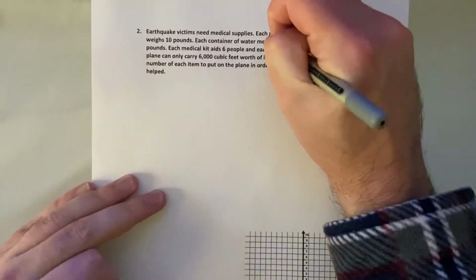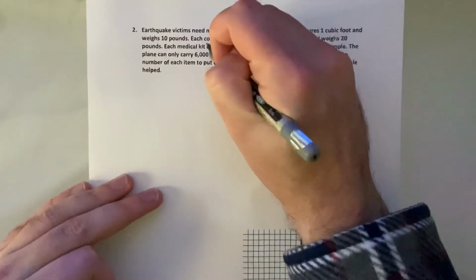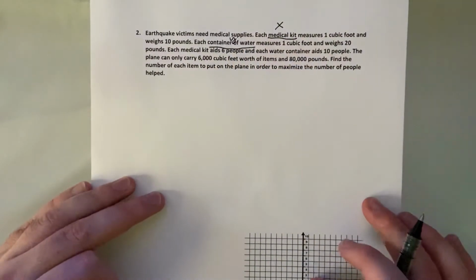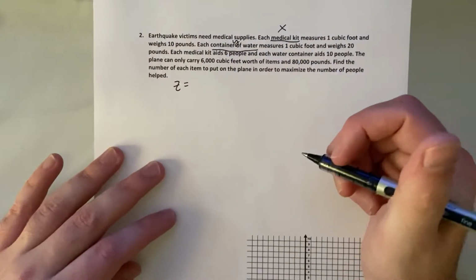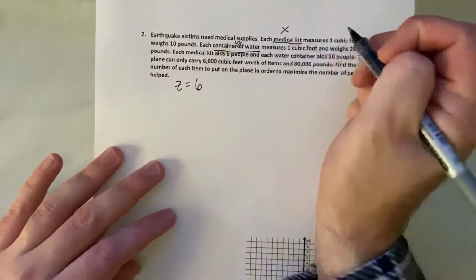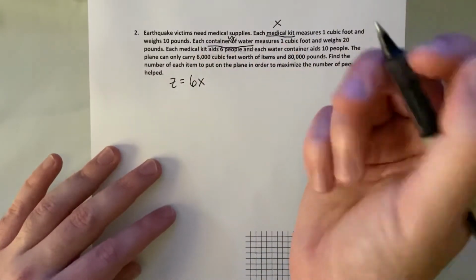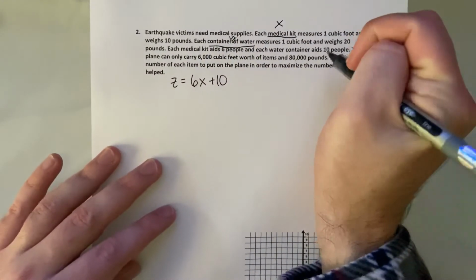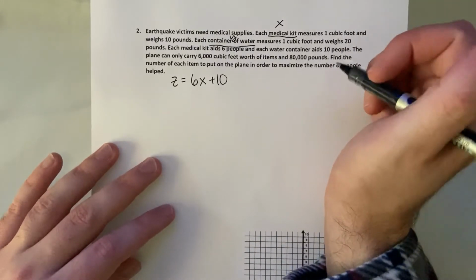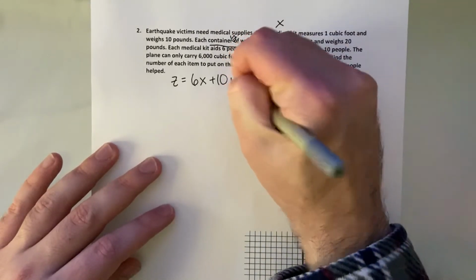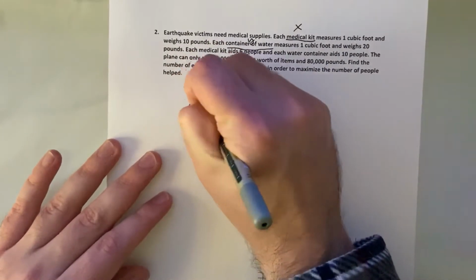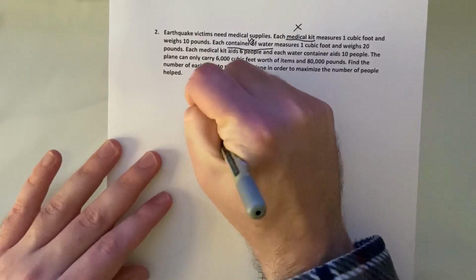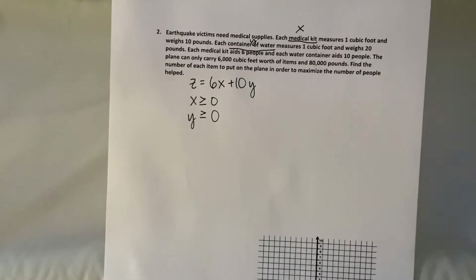We'll let the medical kit be x. We'll let the container of water be y. We know that the number of people we help, what we're trying to maximize, is 6 times the number of medical kits plus 10 times the number of containers of water, so y. That's what we're trying to maximize. So what functions do we have? Well, first, we know x and y have to be greater than or equal to 0. You can't put a negative number of an item on a plane.